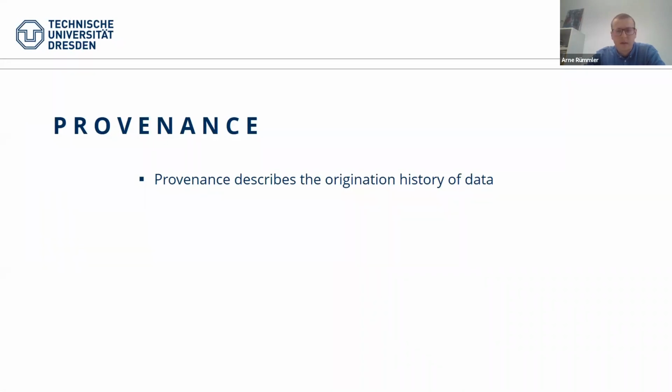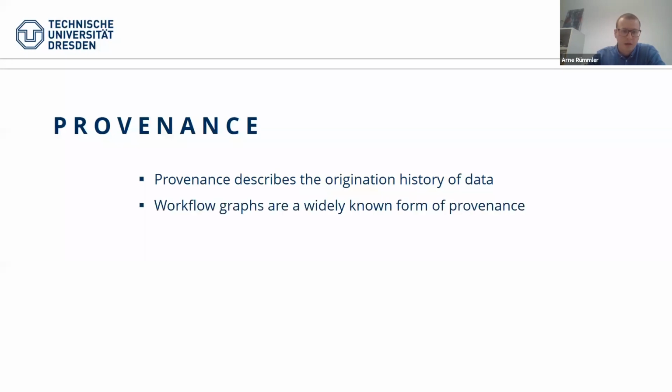Some people might know it as lineage as well. Generally, provenance describes the origination history of data. And a widely known form of provenance are actually workflows, because they essentially introduce any processes that are involved in generating a certain data item. Workflows also show the intermediate data as well as the actors that are responsible for a given process inside a workflow. At least at some time those are shown as well.